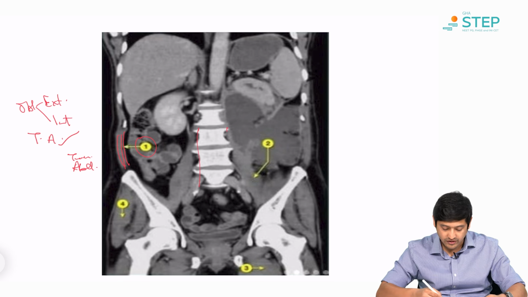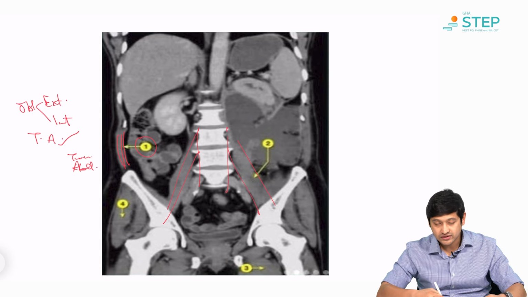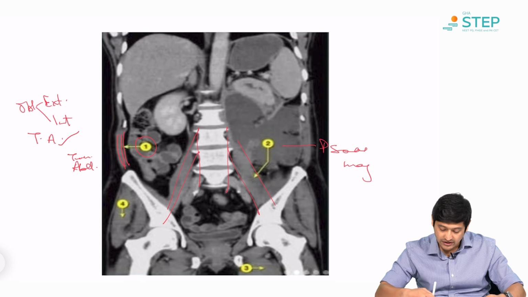So this is the vertebral column, and this is the muscle indicated on the left side. We know that this muscle extending onwards to flex the hip is the psoas major. All right, this is the psoas major muscle.